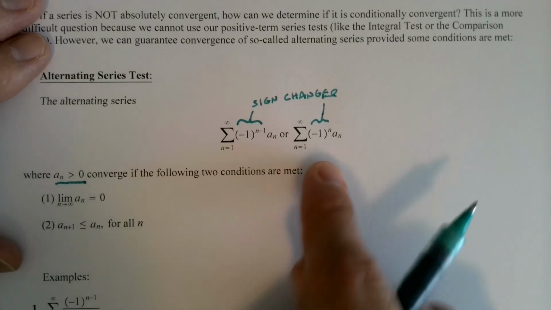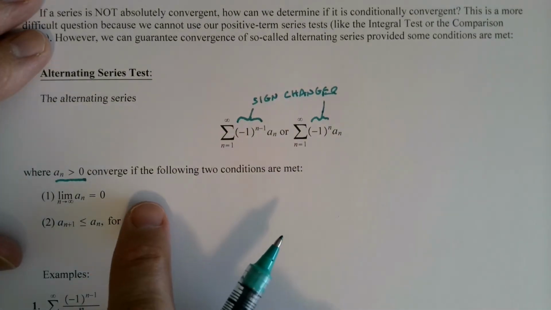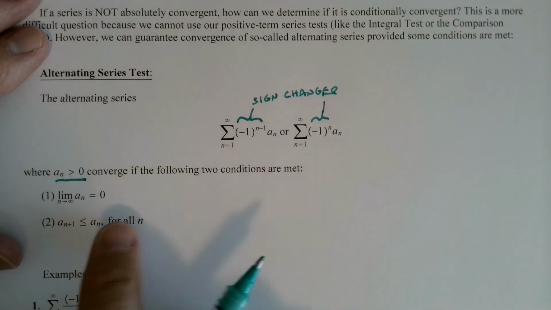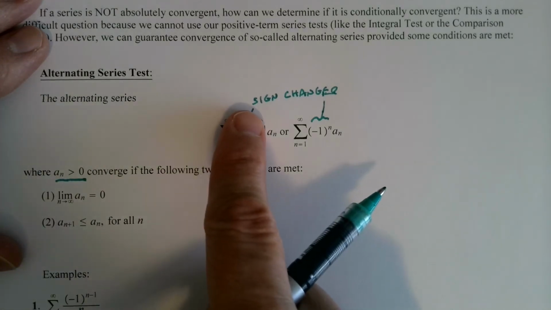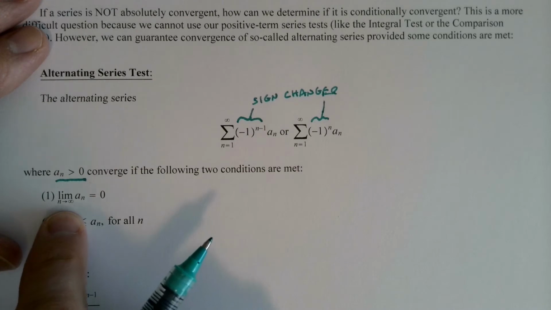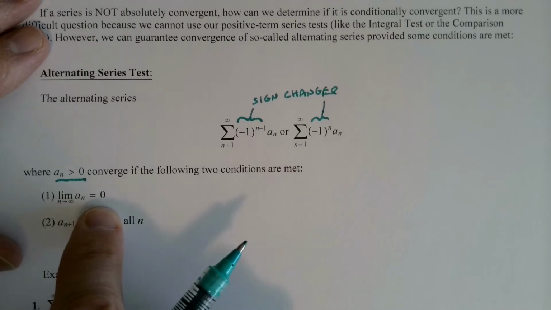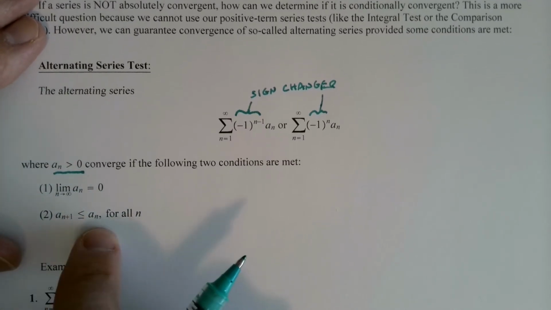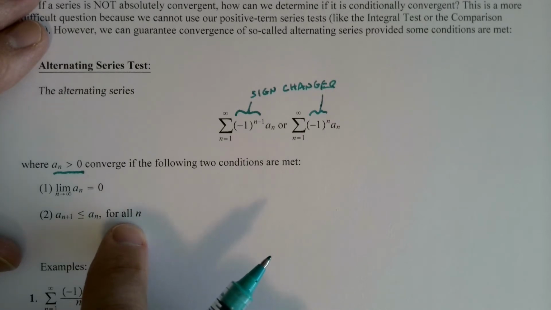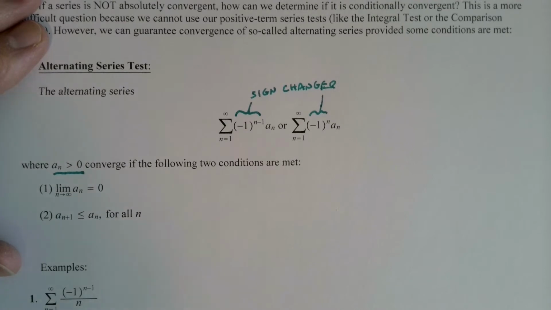But both of those are sign changers, and so either of these series will converge if the a sub n, so in other words, take out the sign changer, just look at the absolute value, right? If those terms in this series that you're adding up, if that sequence of terms has a limit of 0 and the terms are decreasing for all n, then the series will indeed converge.